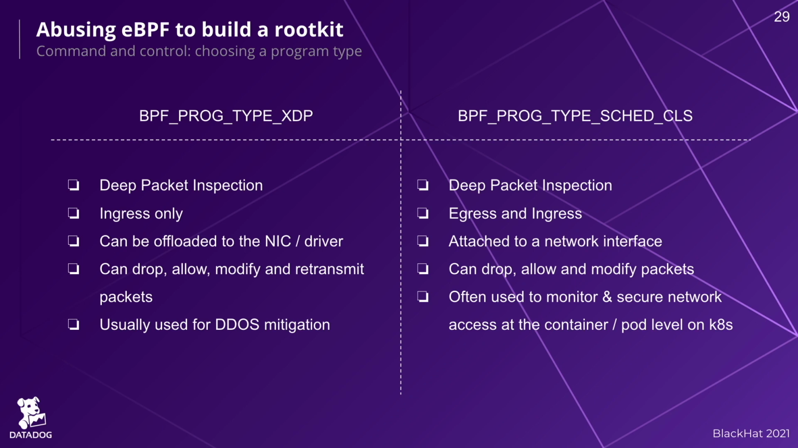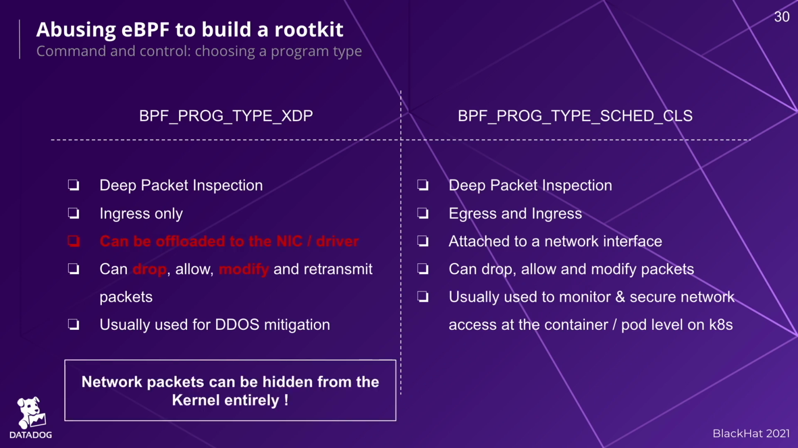Skipping the network stack also explains why XDP programs are mainly used for DDoS mitigation, because the overhead of the network stack is not there, and you will be able to drop packets much faster. As for TC programs, they are often used to monitor and secure network access to containers, or at the pod level.